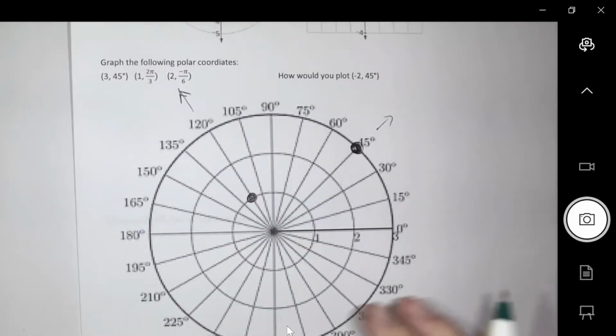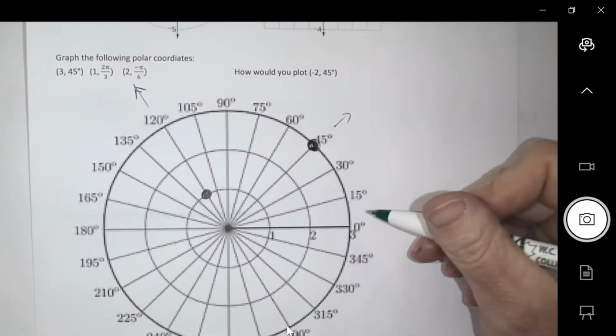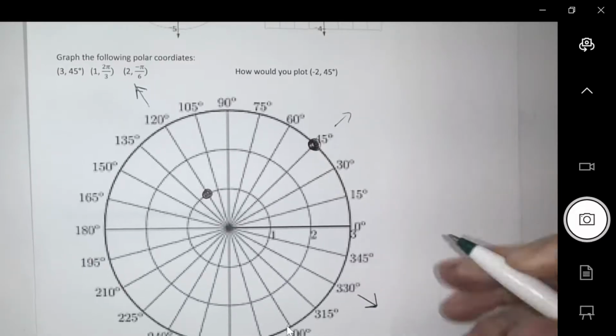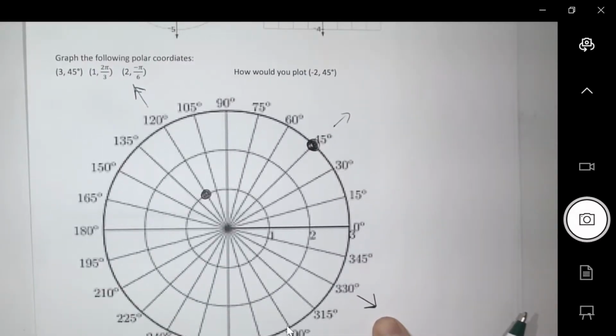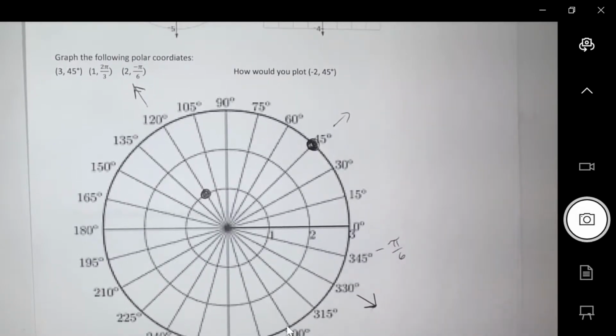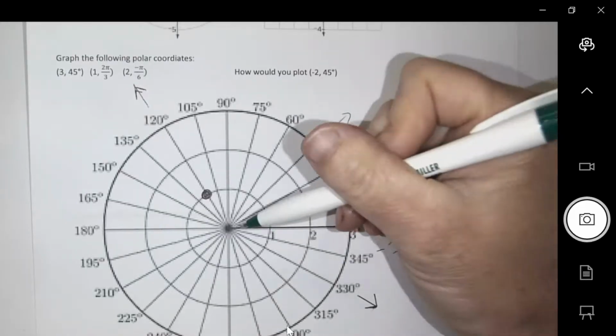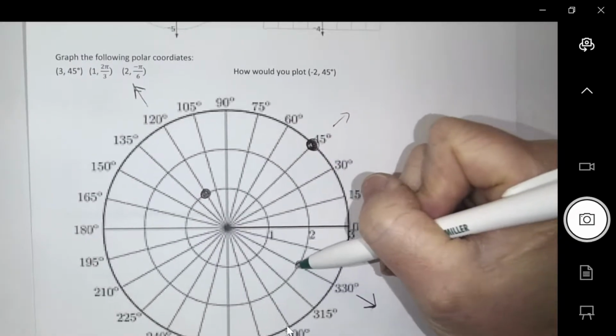Okay, 2 comma negative pi over 6. So negative pi over 6 means I'm heading here, 330, right? Do you remember how to do a negative pi over 6? Negative pi over 6, so that's where I head. And I'm going to go for 2 from the center.